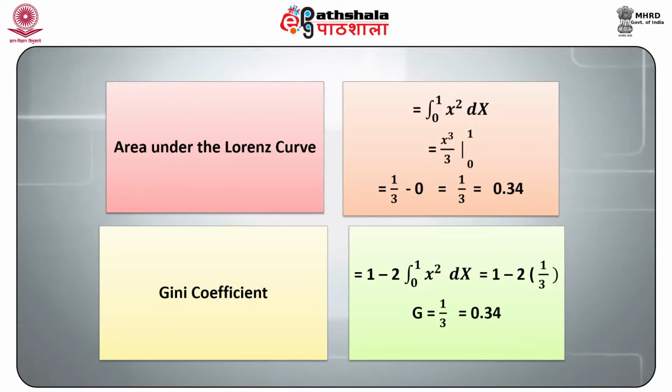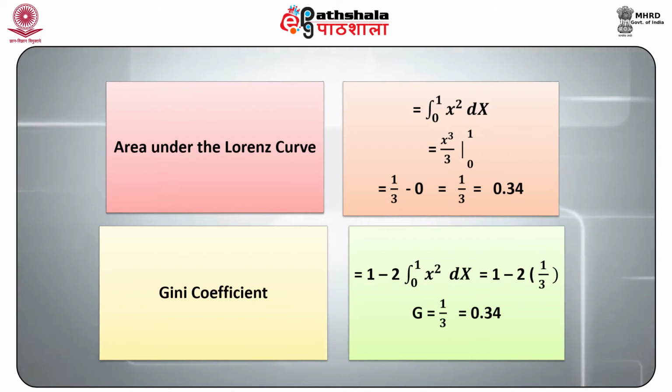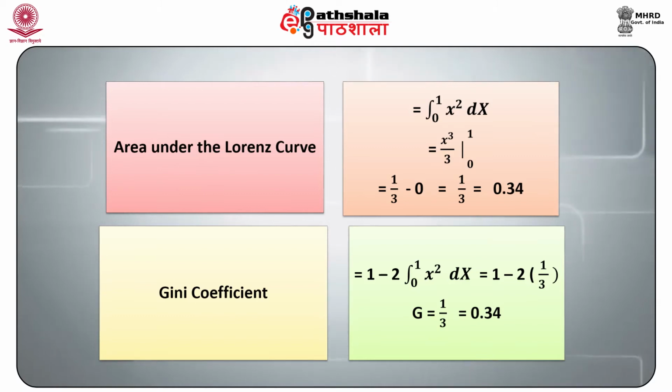Example: given L1(x) = x² and L2(x) = (x + 2x³)/3, find the Gini coefficient of both the income distributions. Solution, case 1: the area under the Lorenz curve is the integral from 0 to 1 of x² dx, which is equal to x³/3 ranging from 0 to 1, which is equal to 1/3, equal to 0.34.